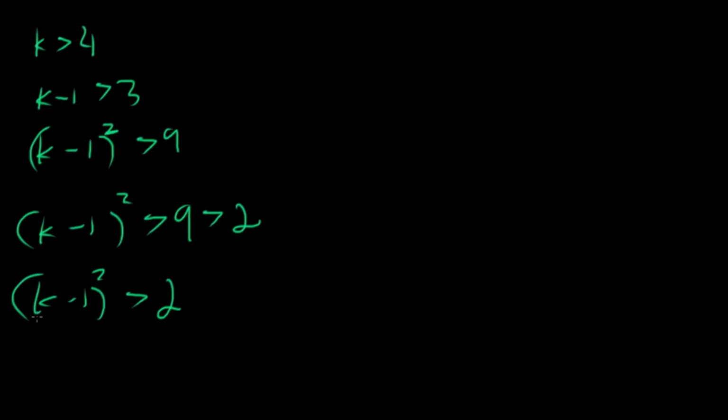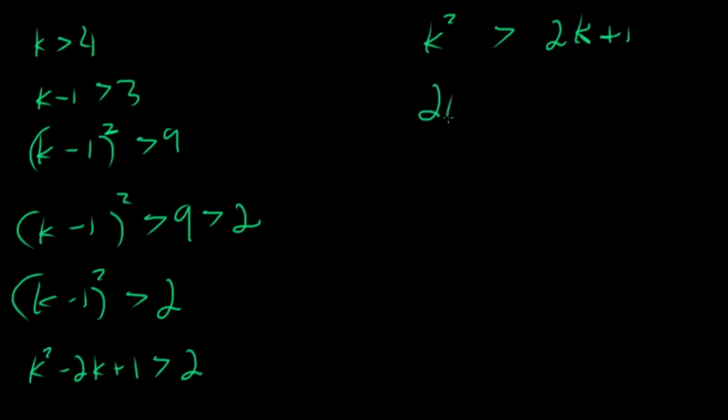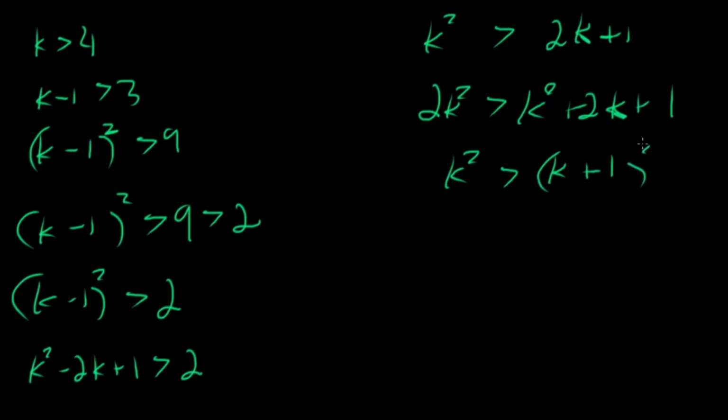Let's expand. We have k squared minus 2k plus 1 is larger than 2. I'm going to move the 2k and the 1 to the other side, so I'm going to get 2k plus 1. I'm close to the perfect square here. I'm going to add k squared on both sides. I'm going to factor and also divide by 2. That's a k right there. I'm going to have k squared is in fact greater than (k plus 1) squared divided by 2.